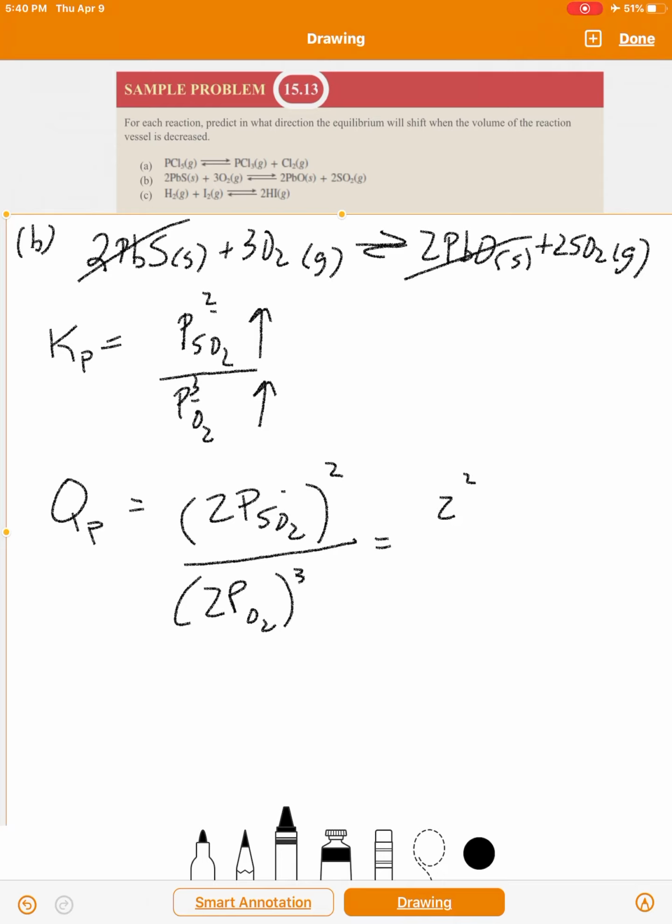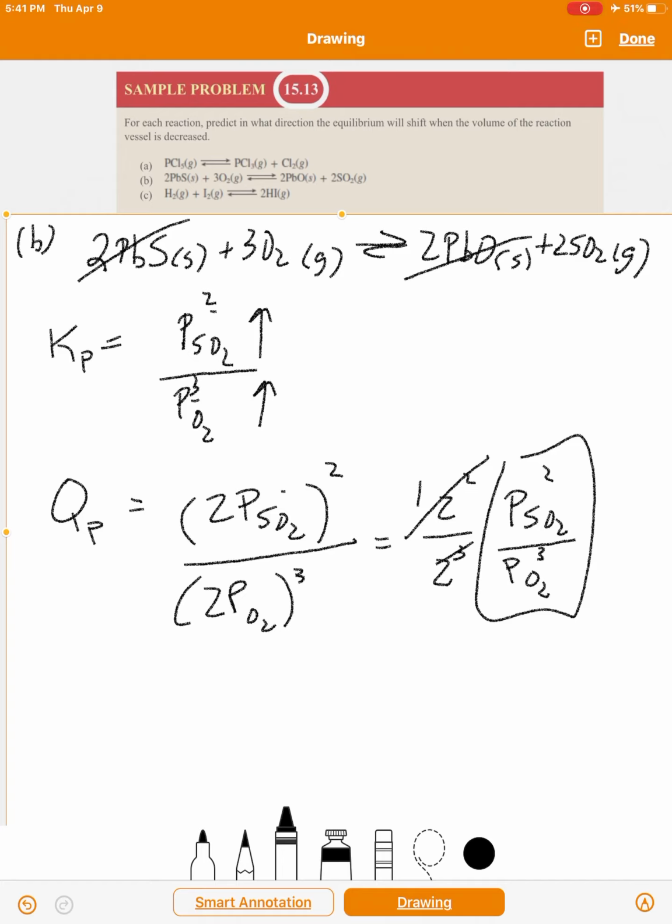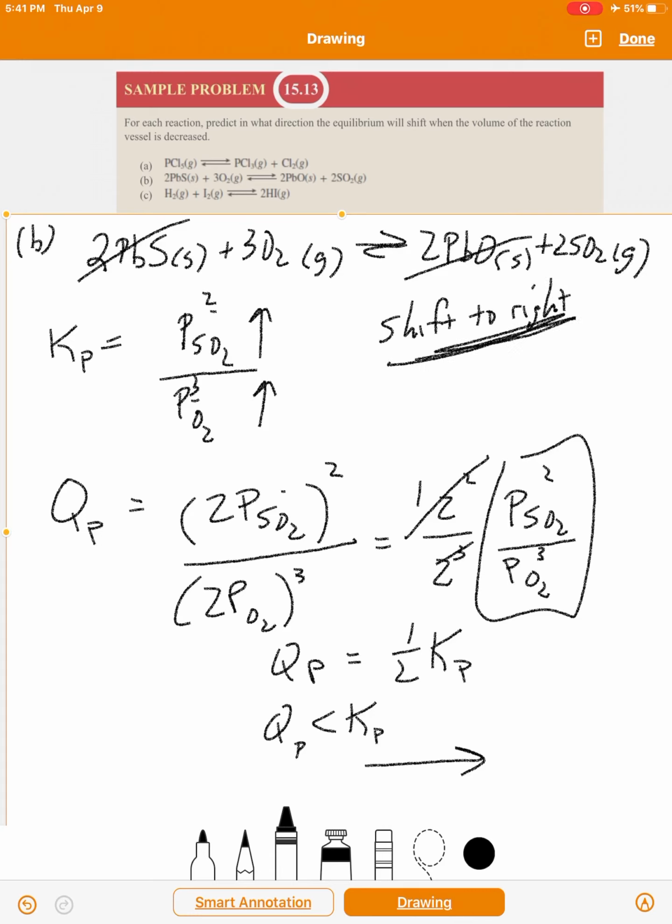Let's just factor out the 2. You get 2 squared over 2 cubed, right? Times the pressure of SO2 squared over the pressure of O2 cubed. So this is just K right here. So what has happened to Q compared to K? 2 of these cancel with 2 of those, so you get a half, right? 1 over 2 is a half. So that means that Q sub P is 1/2 K sub P. That means it's smaller. If Q is less than K, that means the reaction goes this way. So it's going to shift to the right. Okay, now notice I'm saying doubling, and the reason I'm saying doubling is because mathematically that's the simplest change that you can make so that you can go through it. They're not saying we're doubling it, but we can use that as our example.